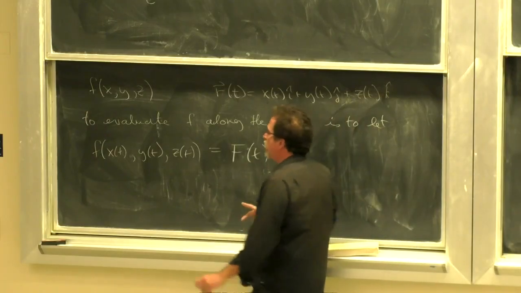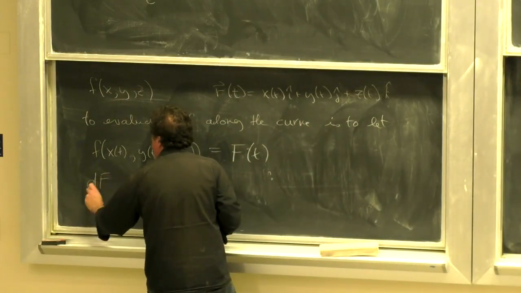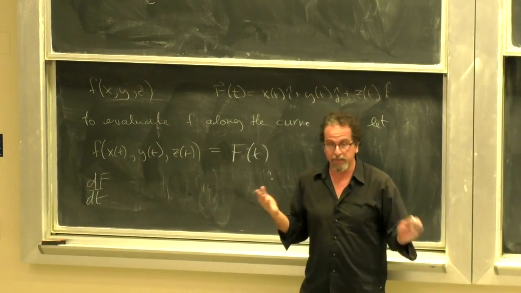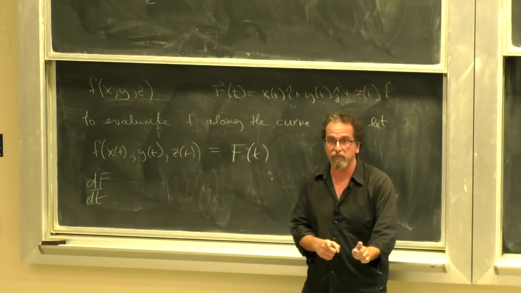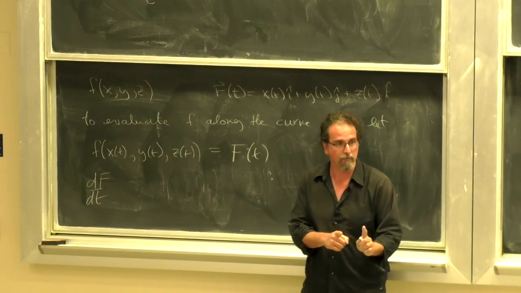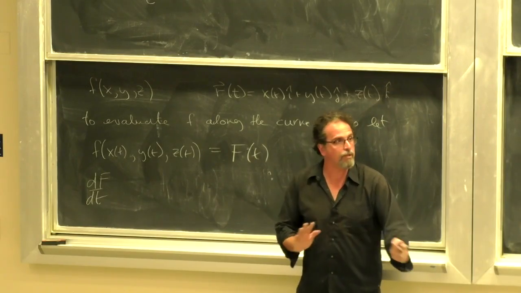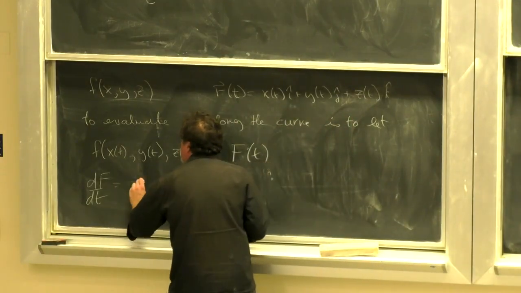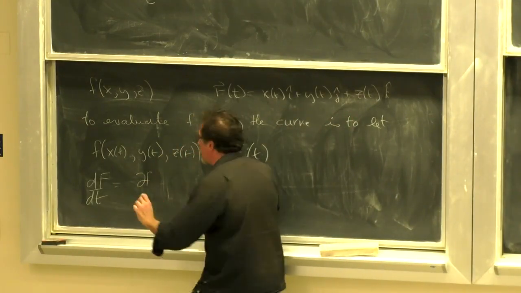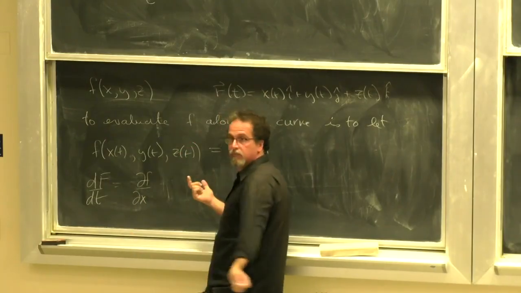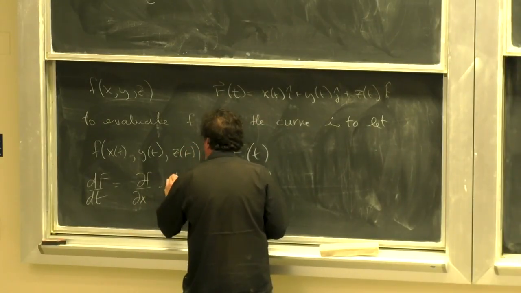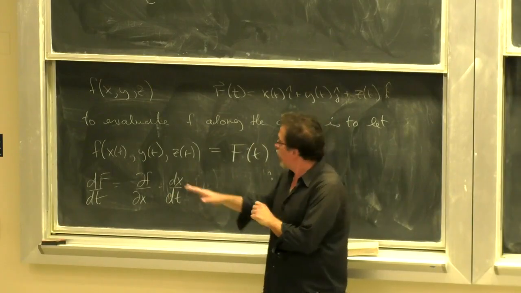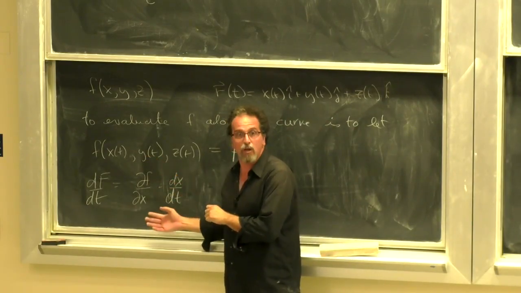Now, what is the derivative of capital F with respect to t? This is why you did directional derivative. It's simply the chain rule. It says, take the derivative of little f with respect to the first argument, multiplied by the derivative of the first argument with respect to t. Where do you evaluate this? You evaluate it along the curve.